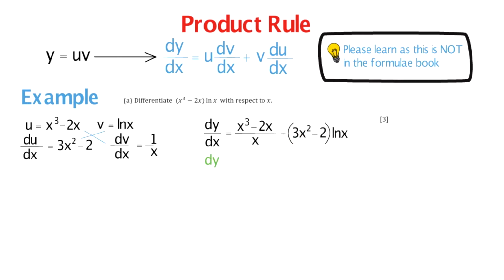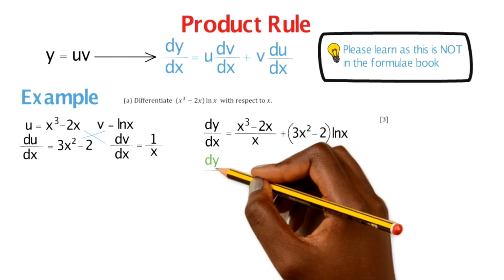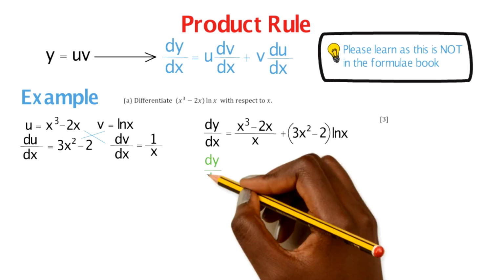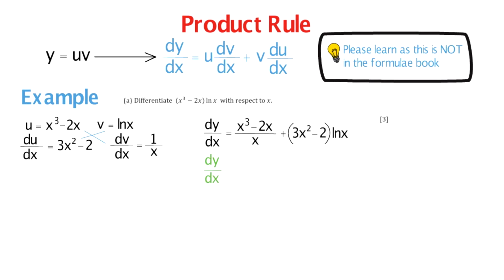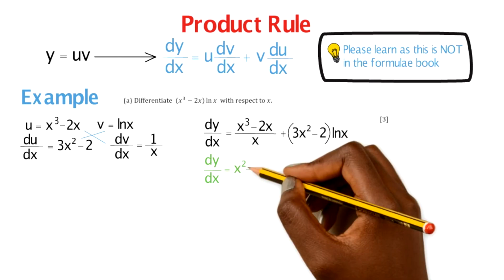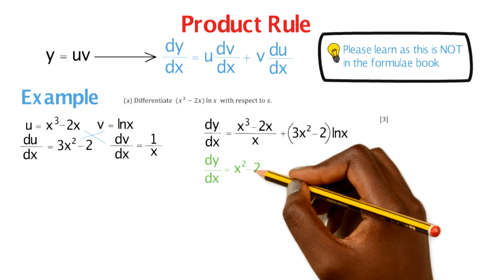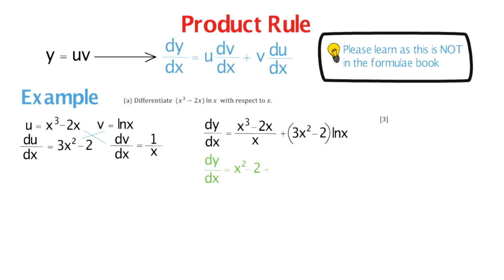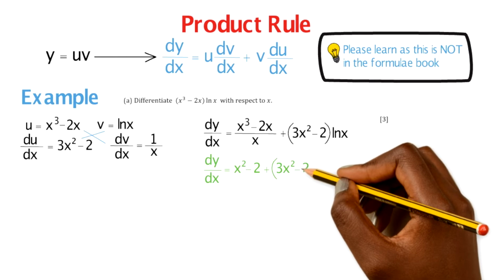And so now our final answer, when we simplify this all together, the x cubed minus 2x, if we divide that by x, that would leave us with x squared minus 2, and then the 3x squared minus 2 multiplied by ln x, we can't simplify that further. So that's just going to remain the same. And basically, this all together is going to be your final answer.